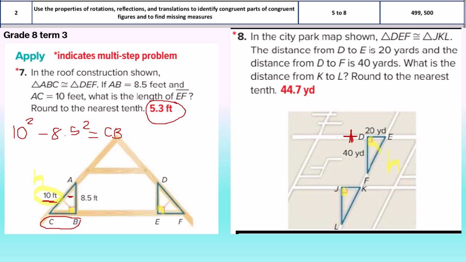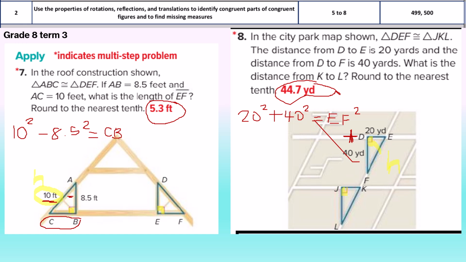But if we look at example 8, we do not have the hypotenuse. So I said to you, you're going to add. You will say 20 squared plus 40 squared will give us the hypotenuse, which will be EF squared. And when you calculate your final answer, it gives you 44.7. So how do you know that this is correct?